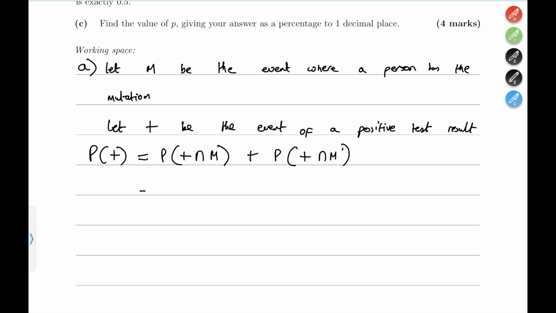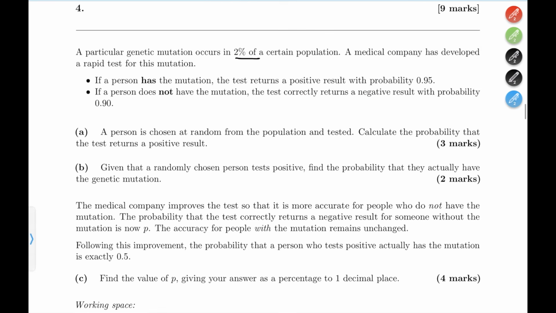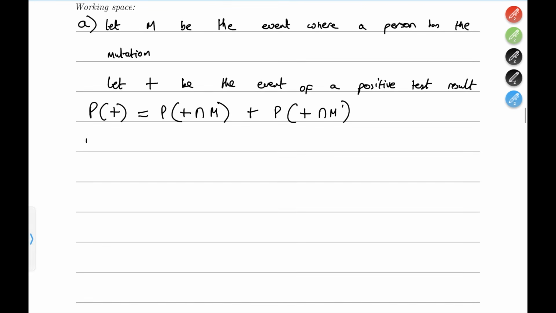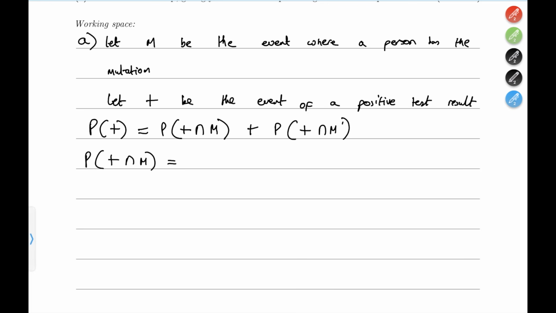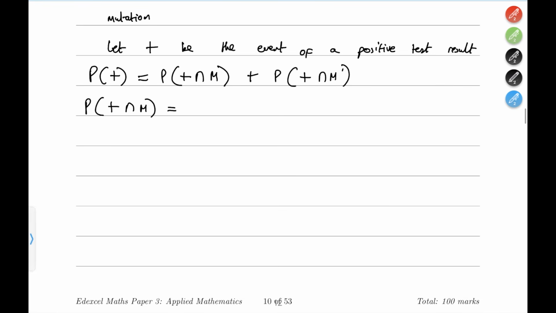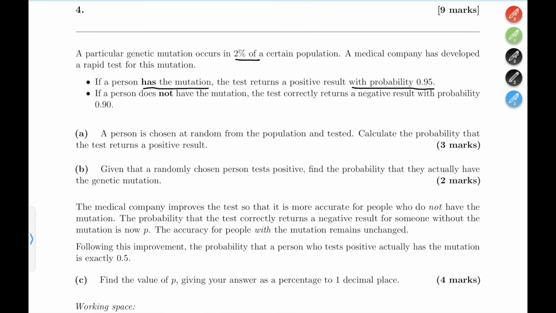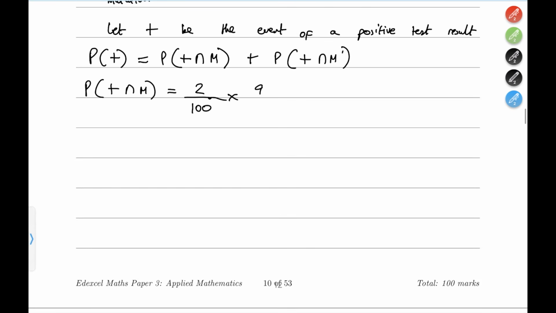Okay, so now let's think, what is the probability of being positive and having the mutation? If a person has the mutation, the test returns a positive result with probability 0.95. So the probability of being positive whilst having the mutation, well, the probability of having the mutation is what? 0.02, because you have a 2% chance. So it'll be 2 over 100. And then the probability of getting a positive result is 0.95, so it'll be multiplied by 95 over 100. Let's just double check this. 2 over 100 multiplied by 95 over 100 gives us 19 over 1,000.